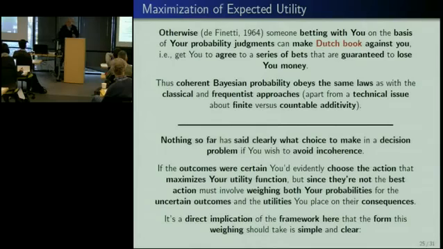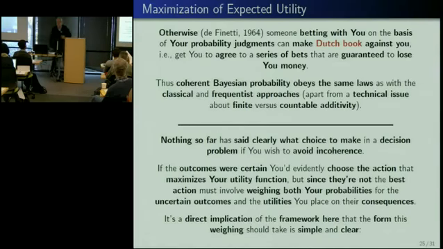So the basic story is that coherent Bayesian probability obeys the same laws as with the classical and frequentist approaches, apart from that technical thing about finite versus countable additivity. But none of this so far has said how you should actually make a choice. Now, I said that by convention, large utility values are preferred to small ones. And so it seems like what you would want to do is to pick the action that maximizes your utility. But your utility depends upon uncertain things. And so you can't maximize your utility because it depends on things you don't know the truth about.